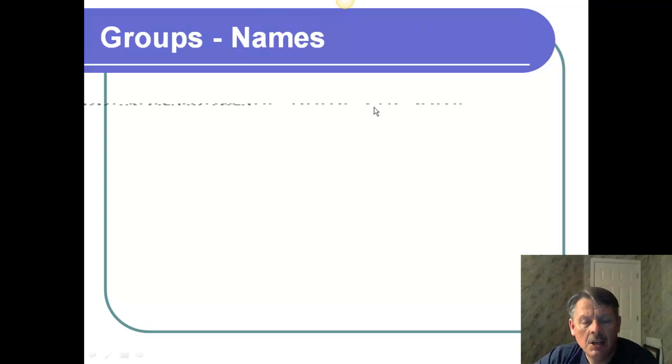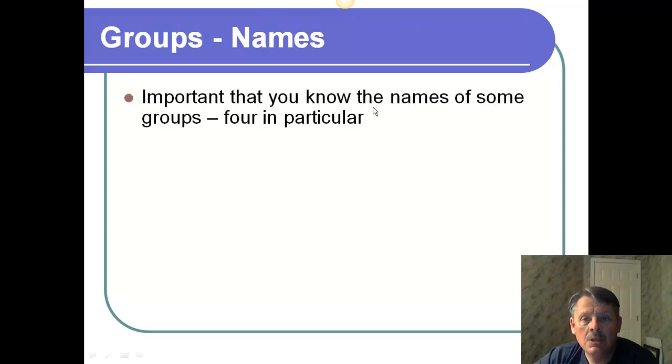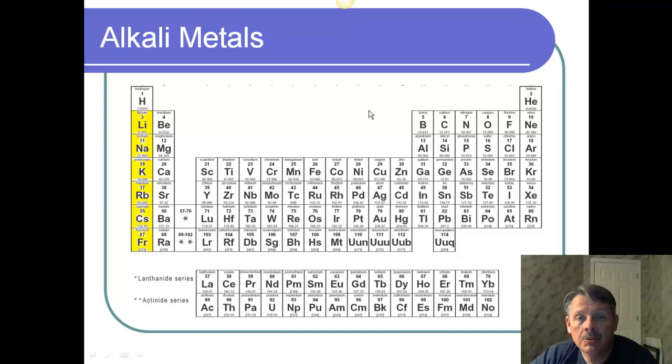Okay, we do have some group names that you need to know. So again, you're going to have to pause the video and write some stuff on your periodic tables to make sure that you know what certain names are. For example, here you have the alkali metals that are all outlined in yellow. Now notice one thing that's missing. Hydrogen is not an alkali metal, yet it's in that group. Well, that's too bad. We don't consider it an alkali metal.